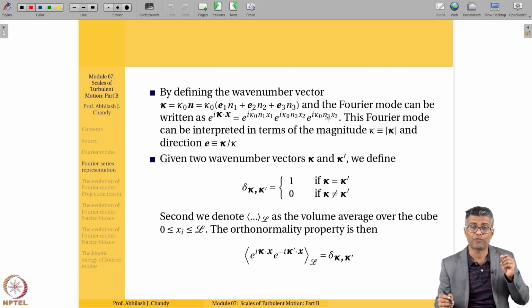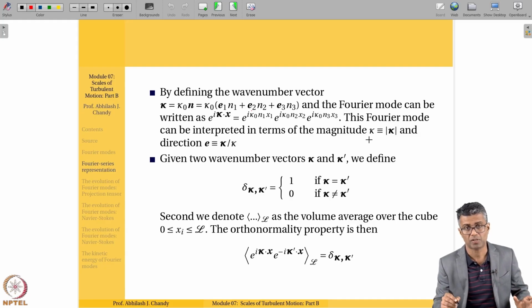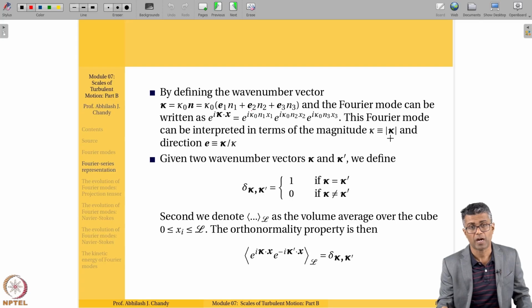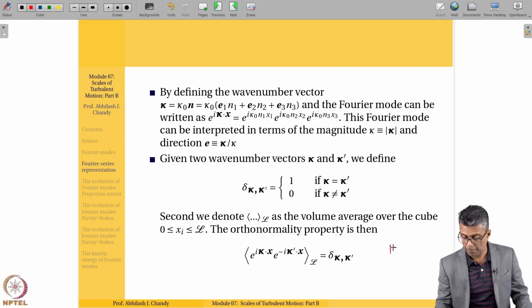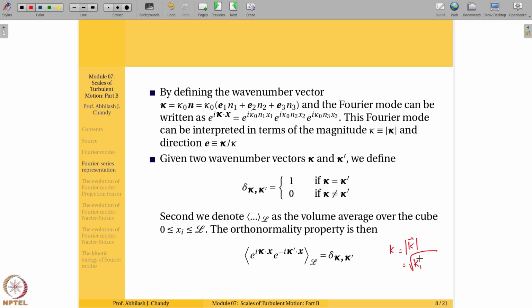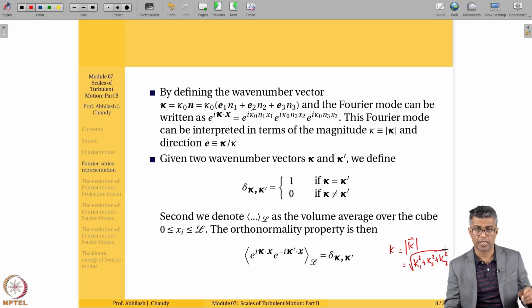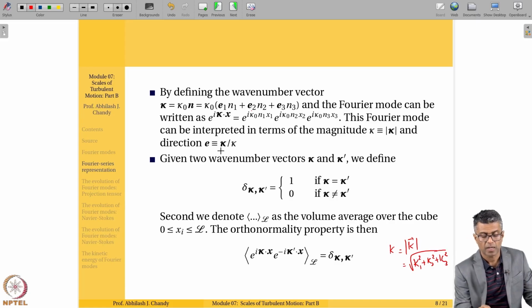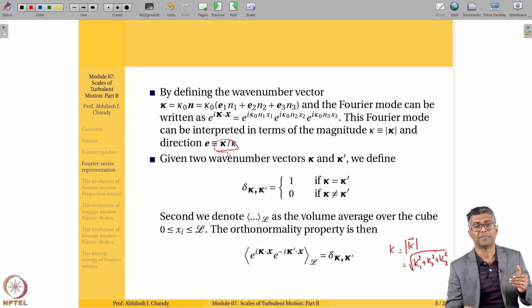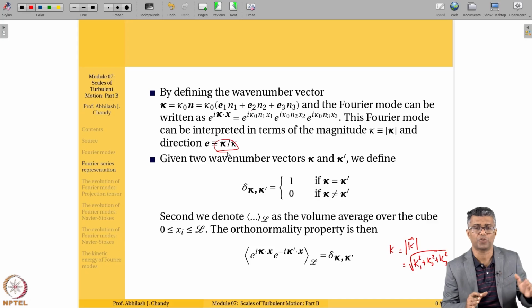And you also have a wave number magnitude, like I was saying earlier, which is just represented as kappa, the modulus of the kappa wave vector. So kappa is the modulus of the kappa vector, which is the square root of kappa 1 squared plus kappa 2 squared plus kappa 3 squared. And your direction cosine, like I was explaining earlier, is the kappa vector divided by the kappa magnitude. These are the definitions of the direction cosine and the magnitude as well.